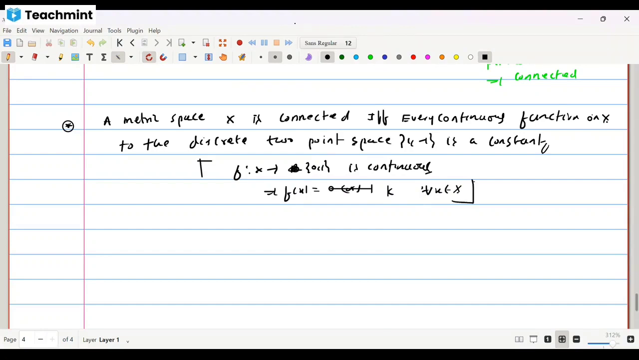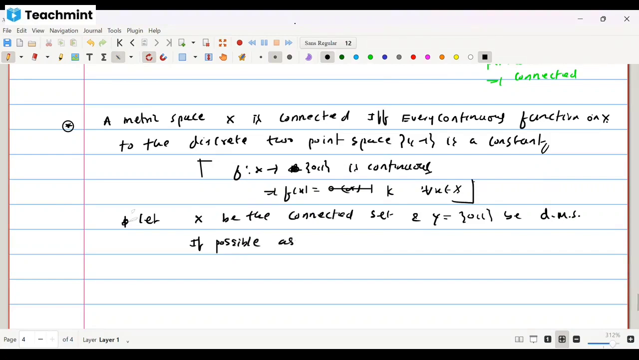Then proof. Let capital X be the connected set and Y equal to {0, 1} be the discrete metric space. Then assume, if possible, that f is not constant. f is not constant, right? Therefore f is not constant means the image in the codomain has only 2 points, sir. f is not constant means f takes these 2 points, right? That means the given function, the continuous function, is onto {0, 1}, right?